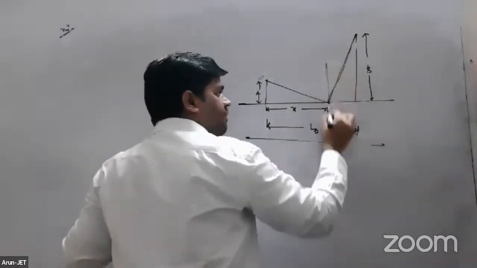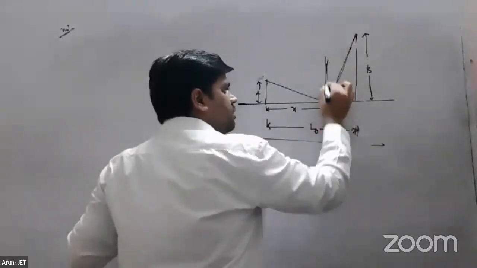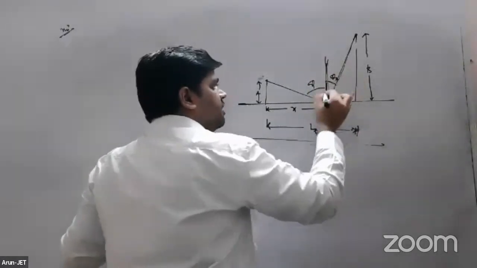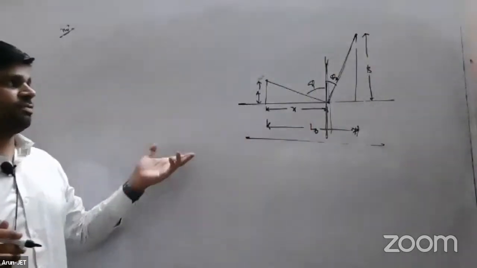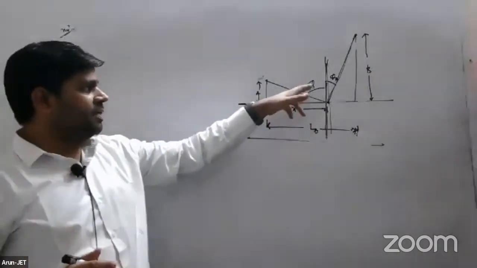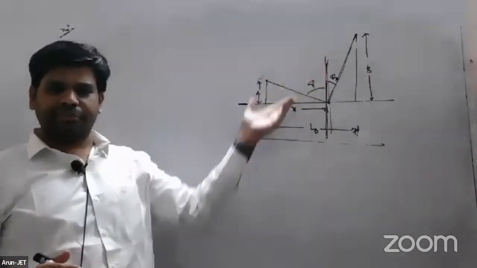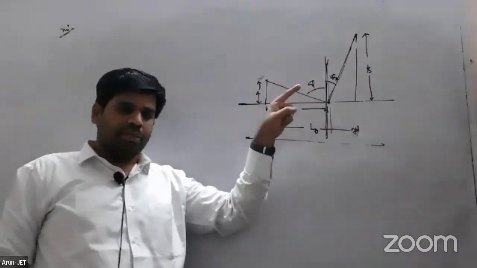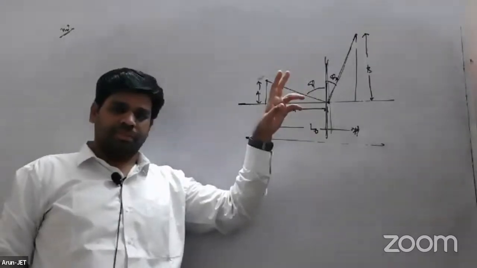Or in other words, I have to find out, if this is theta 1, this is theta 2. I have to find out theta 1 and theta 2 such that the length of the pipe is minimum. If I find out X, I will find out theta 1, right? Or if I find out theta 1, I can find out X. So in other words, I have to find out theta 1 and theta 2 such that my length of the pipe is minimum.